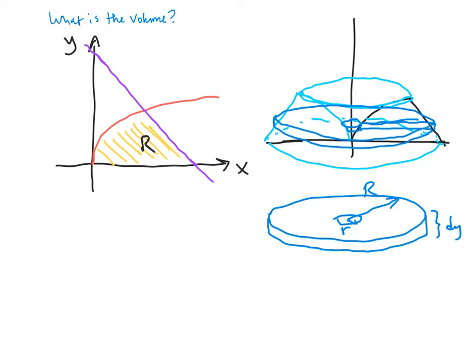Now, those radii are not going to be the same throughout the entire figure. That outer radius starts out pretty big and gets smaller as we go up. The inner radius starts out at 0 at the bottom of the figure and gets bigger as we go up. So both the outer and inner radius are going to be functions of how high we are. That's big R of y and little r of y. And part of our task is going to be to figure out what those radii are as functions of y.